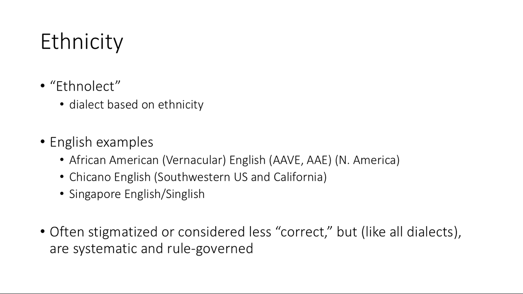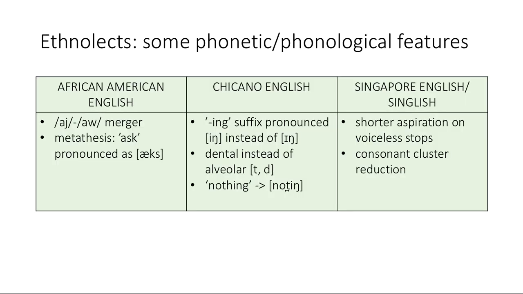Like any non-standard dialect, these are often stigmatized or considered less correct, but like all dialects they are systematic and rule-governed. I'm going to give a couple of examples here, just a couple of phonetic and phonological features of the three examples I gave. In African American English, there's an I-ow merger in some varieties. You see metathesis systematically. In Chicano English, there are different varieties, so none of these is a homogeneous dialect in and of itself.